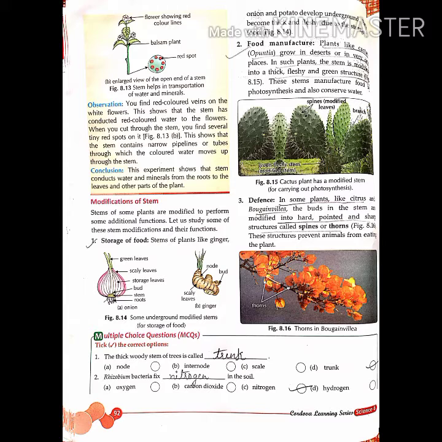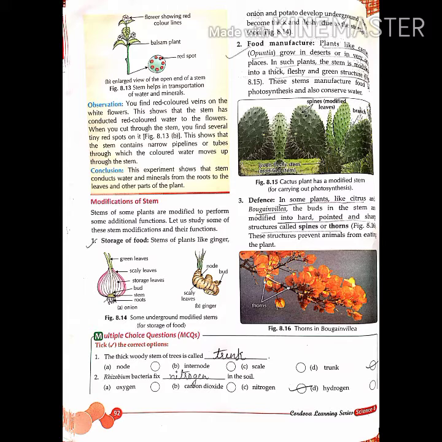Now we are going to start the modification of stem. The function is to give support and conduction. Now, how the stem is modified into different parts with various functions. First we will complete the modification, then we will start the internal questions. Stems can be modified to perform additional functions. The first is storage of food, then food manufacture and defense purposes. These are three main important functions. So let's start with the storage of food.